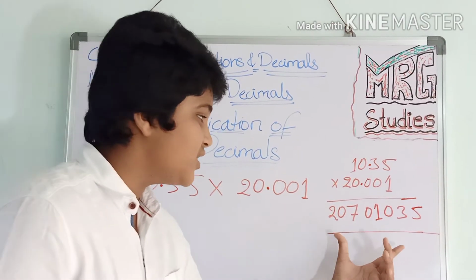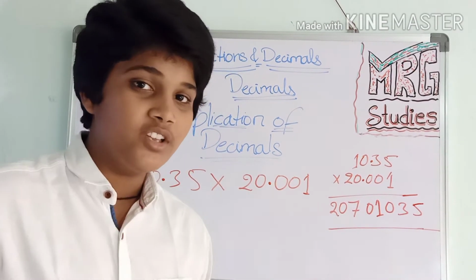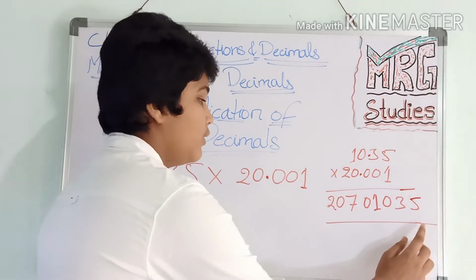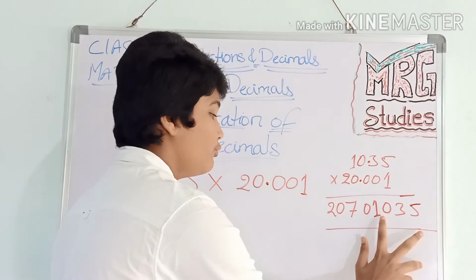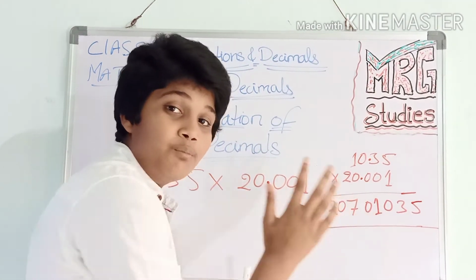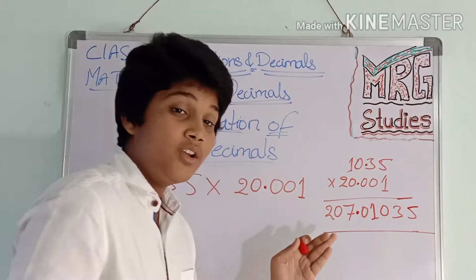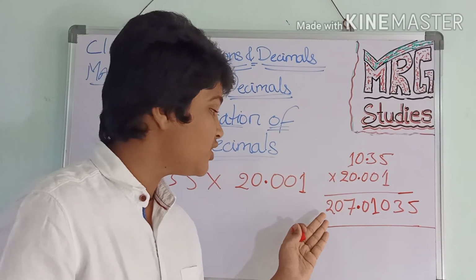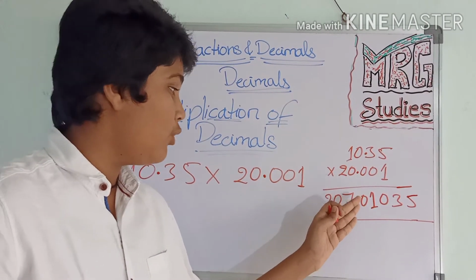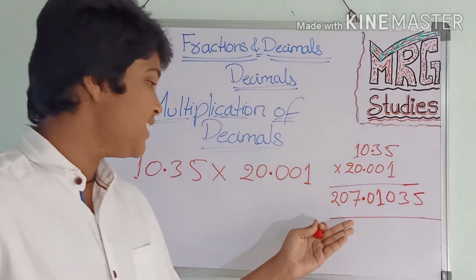So in the answer from right to left we should count the 5 digits: 1, 2, 3, 4, 5. 5 digits. Before those 5 digits, we should keep the decimal point. See, 207.01035. That is the answer.